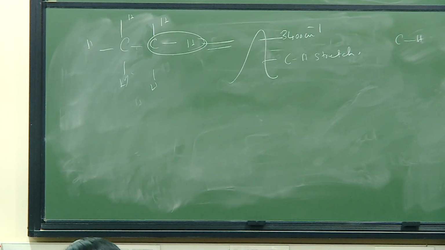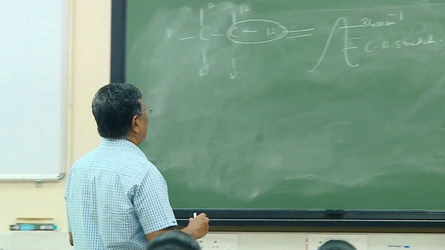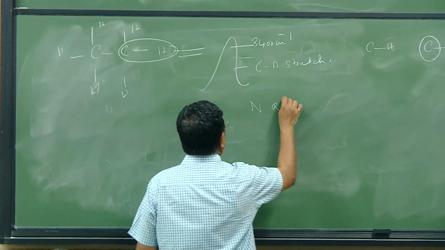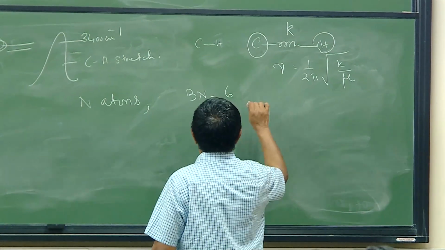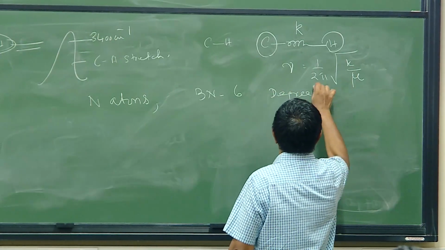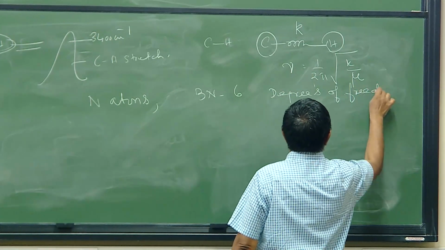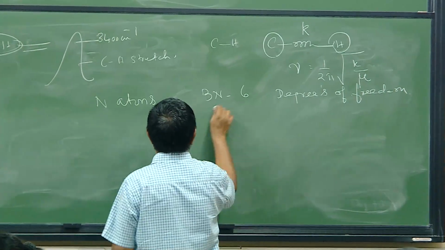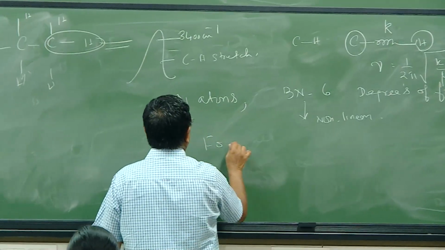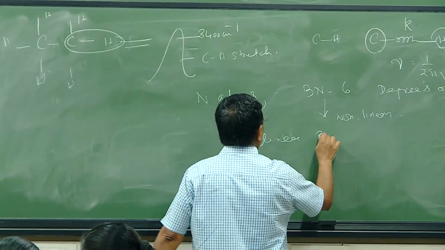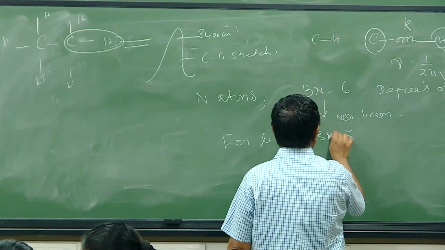Sir, one more doubt is: the number of ways a molecule can vibrate is related to the degree of freedom, right? Obviously, I have not touched upon that. Suppose I have n atoms, then you will have 3n minus 6 degrees of freedom. This is for a non-linear molecule. For a linear molecule, one will go, so it is 3n minus 5.